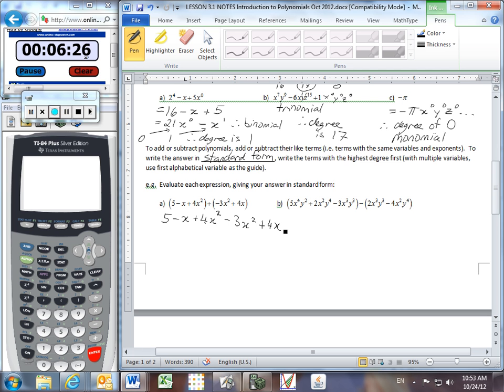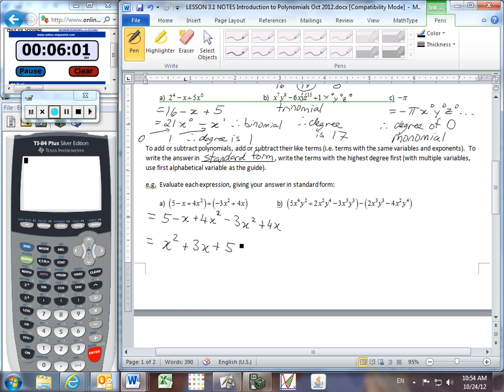Now let's add together all of the x squared terms first. I've got 4 of them here, negative 3 of them here. That's a total of 1x squared. Now let's add together all of the linear terms, the x terms. I've got negative 1 of them here. I've got plus 4 of them here. That's a total of 3. And now let's add together all of the constants. The only constant is a positive 5.